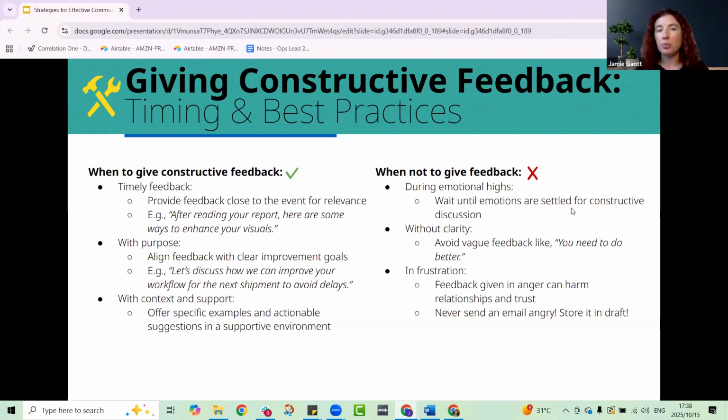You want to make sure that it has purpose, like there's a clear outcome that you're trying to achieve, and be clear with what that is. And then give that context and support. So you can offer suggestions, offer support, offer resources, whatever might be needed. But make sure that when giving feedback, you're always still making room for that two-way communication. Effective communication is always two-way. We don't talk at people, we talk with them, right?